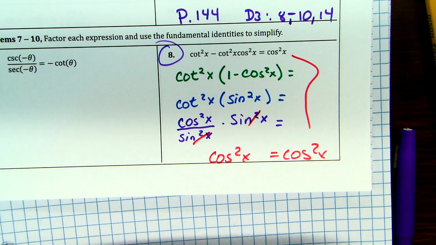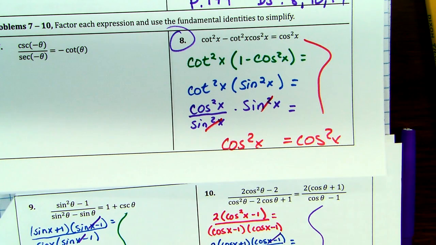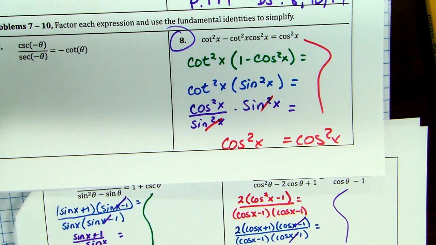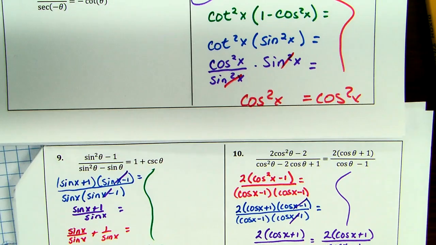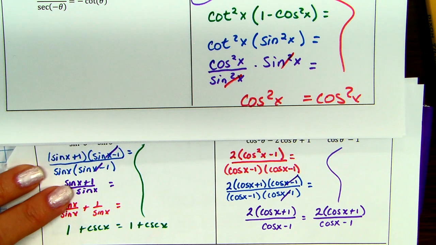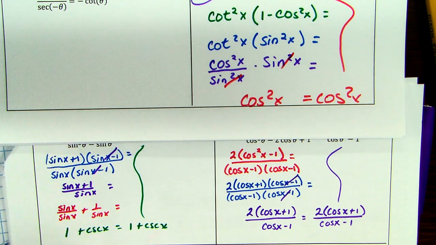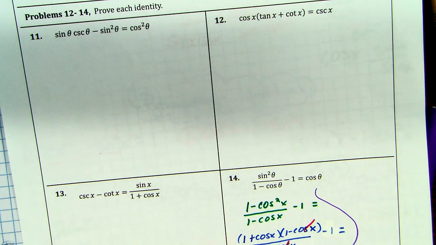Hint on 9 and 10, you start by factoring. Difference of two squares, or GCF. There's the first 3. And then there's just one more, number 14, that we'll put up in a moment.